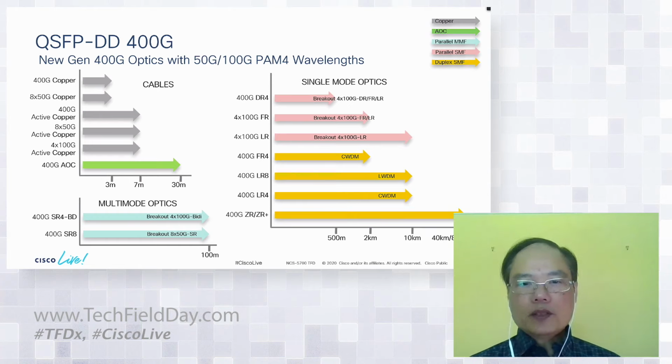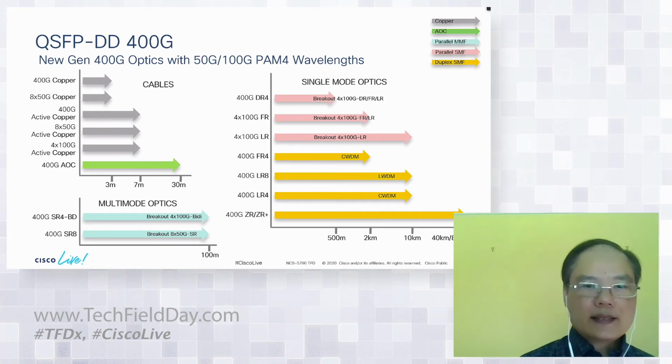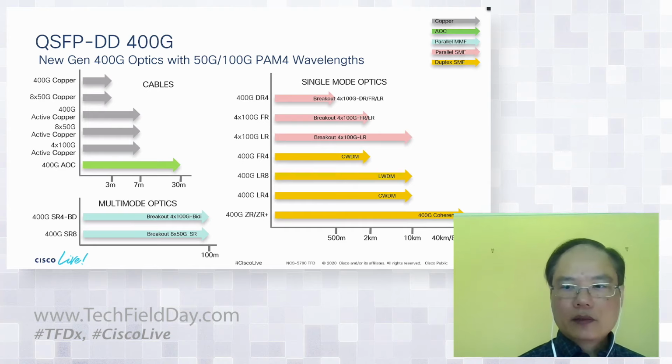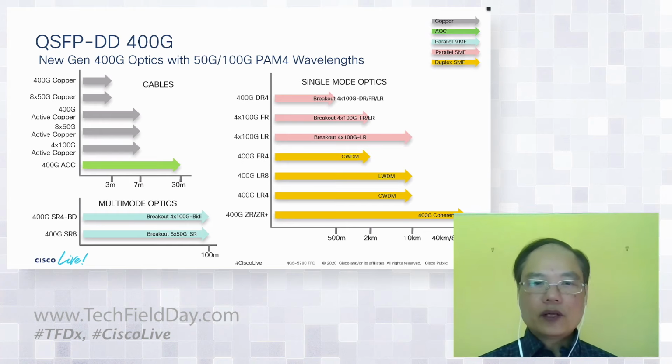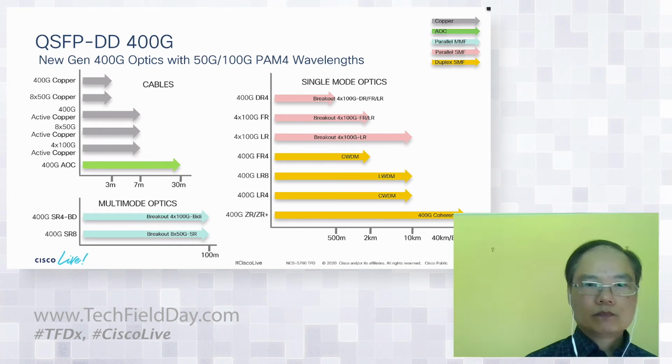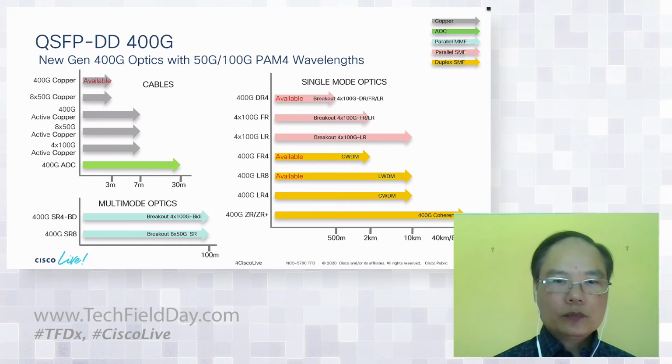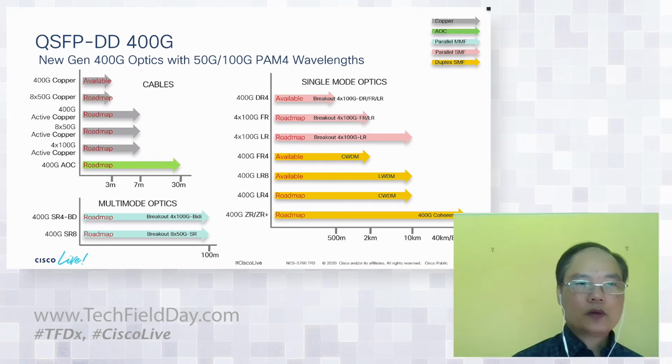For 40 kilometers, 80 kilometers, or beyond, we will need the 400 gig ZR or ZR4 standard, which are coherent optics. These are still under development, and please refer to our other Cisco Live presentations on 400 gig coherent optics. These few optics are already available in 7200, and others are still on the roadmap. So there are a lot of optics coming on the 400 gig side.